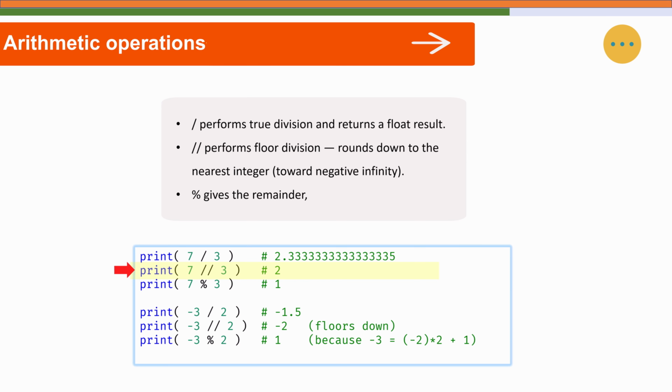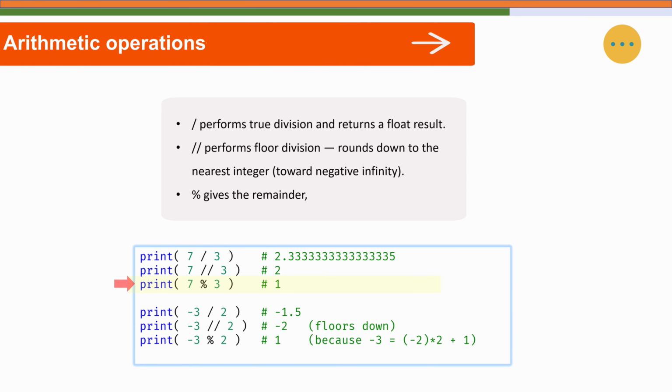This difference is especially noticeable when we deal with negative numbers. For example, -3 // 2 gives us -2, not -1, because Python's floor division always rounds down towards negative infinity.